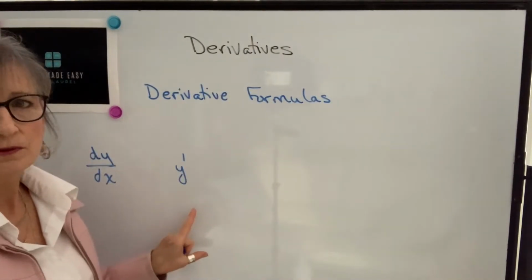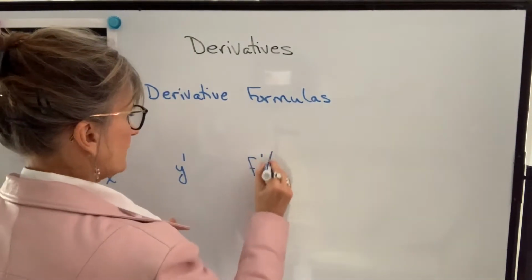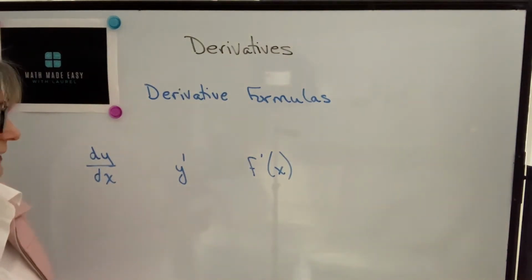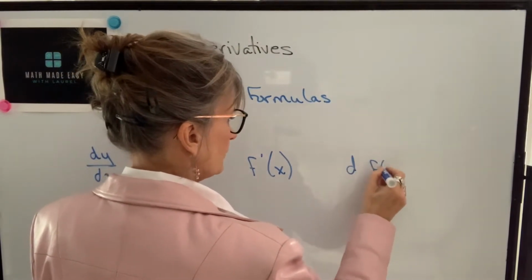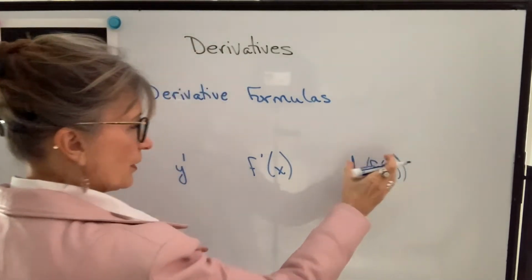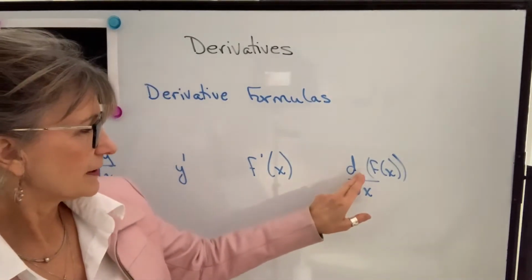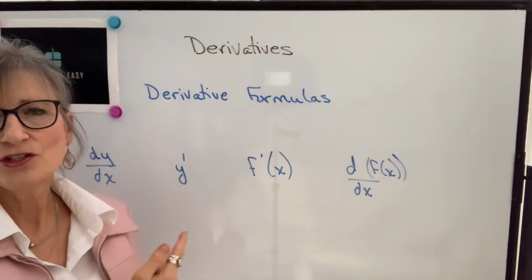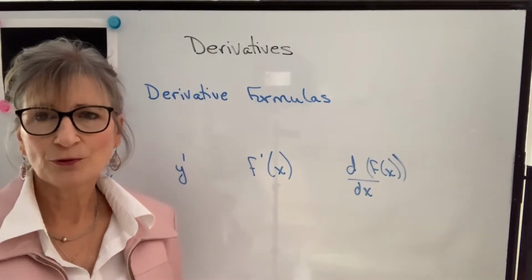Y prime is also acceptable for derivatives. F prime of x is also notation to indicate derivatives. And d of the actual function, dx. So here you would actually put the function in, whether it's an algebraic function, a trig function, or whatever. And that's saying the derivative of this actual function with respect to the x variable. So you can use any of these for derivative notation. Let's now take a look at some of the formulas.